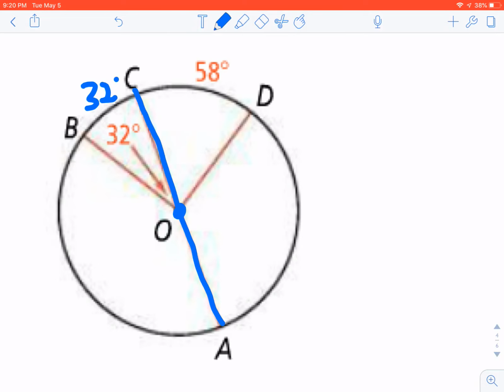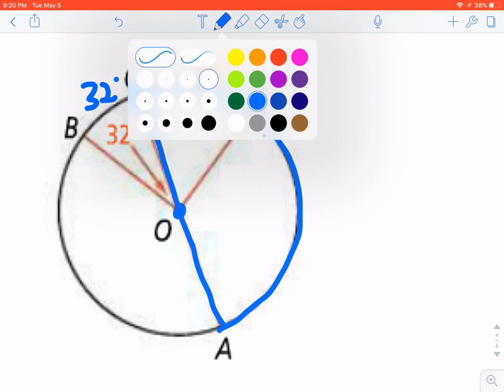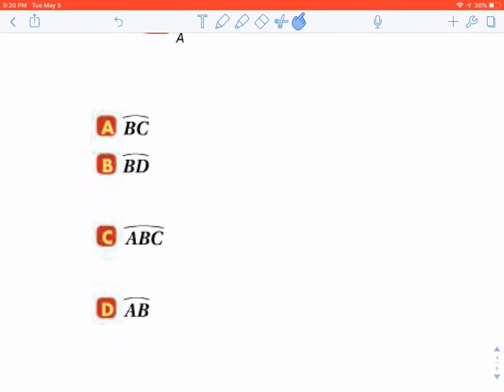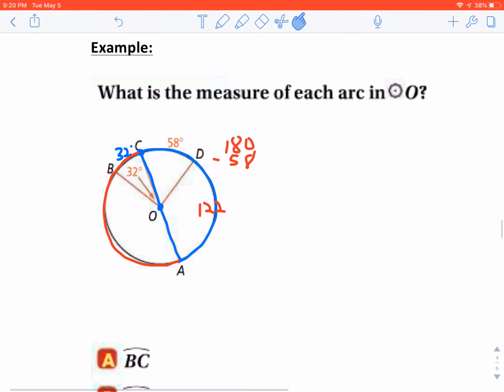Without really looking at what I need to find, I know that from C to D to A is 180 degrees because that is a semicircle. Same from C to B to A. Those are both 180 degrees. To find arc DA, D is in dog, A, I can simply take 180 and subtract from it 58. When I do that, I get 122 degrees. So arc DA is 122. They don't ask for that, but that's okay. Never hurts to know more than you need to.